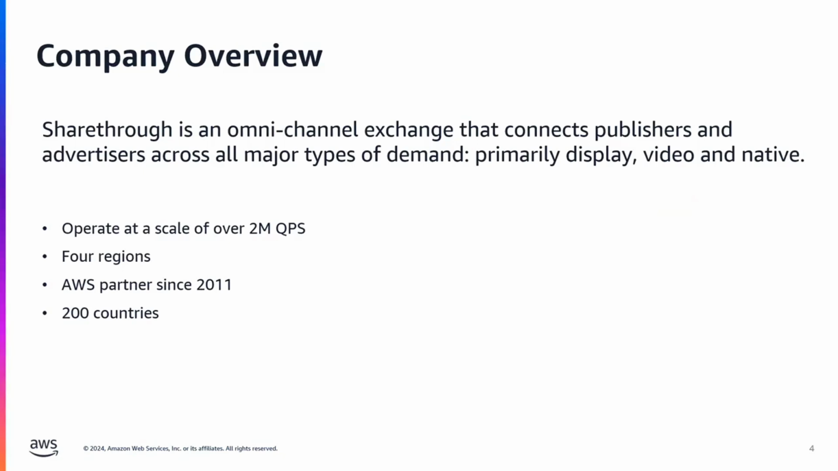Now, to give an idea about the scale of Sharethrough: it operates at around 2 million QPS, which is quite a big number. They are across 4 regions and 3 continents. These are AWS regions, by the way. They have been AWS partners since 2011, and they cater to 200 plus countries.